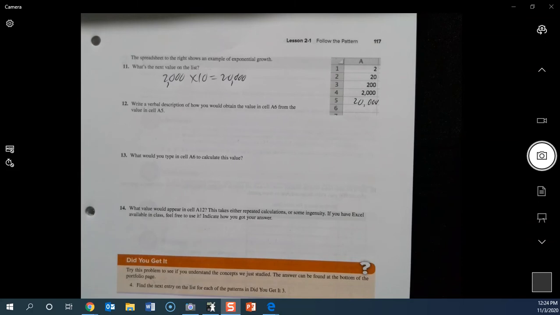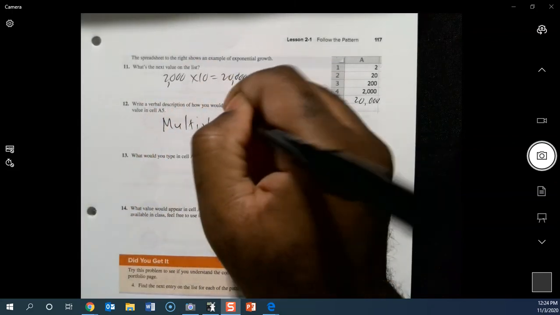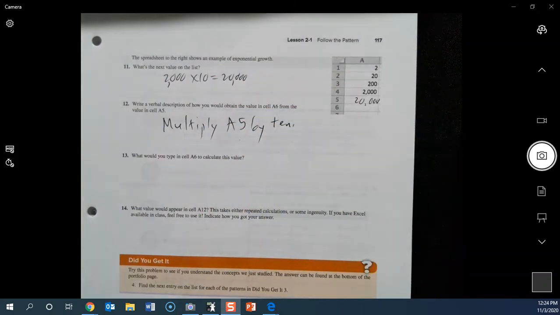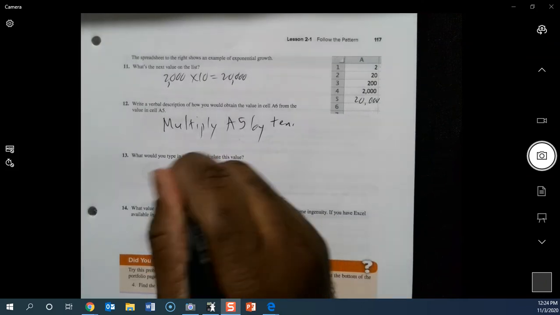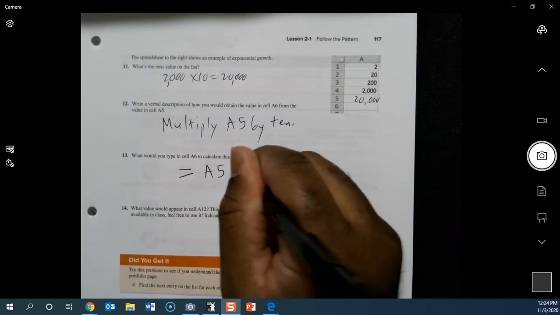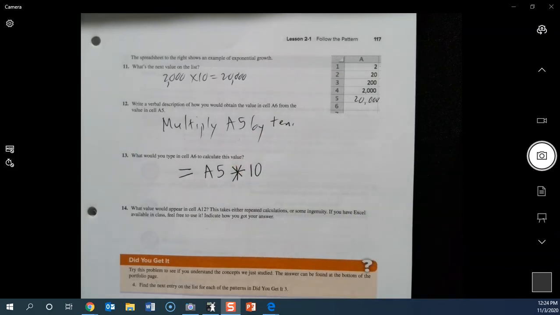Now it says write a verbal description of how you would obtain the value in cell A6 from the value in cell A5. Multiply A5 by 10. What would you type in cell A6 to calculate this value? So you have equals A5, and typically it has a star symbol for the multiplication, times 10. Or it could be the X, I'm not sure. It depends on your computer as far as the Excel is concerned.